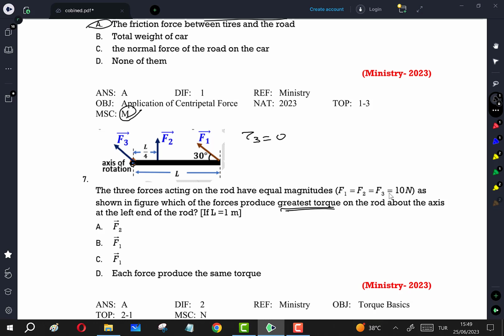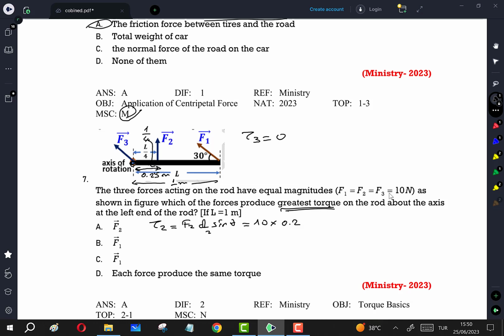But F2 and F1. So let's calculate the torque for F2. Torque 2, because we just care about its magnitude, the greatest torque, is equal to F2 times d2 times sine theta. F2 is 10 Newton, all are 10 Newton. The distance from F2 to the axis of rotation is L over 4, because the length is 1 meter. So 1 over 4, 0.25 meter is going to be the distance for F2.